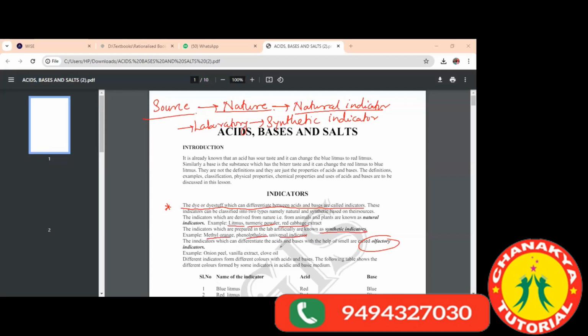Now, indicators which differentiate acid and base with the help of smell, this is very, very important, with the help of what? Smell, are called olfactory indicators. Right? Examples: onion peel, vanilla extract, and clove oil. So these are the three types of indicators which we use to distinguish between acid and base. Clear?